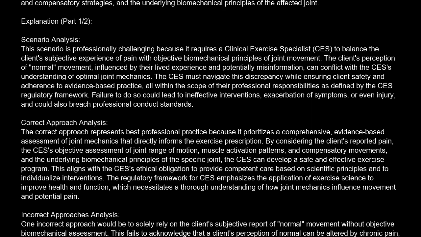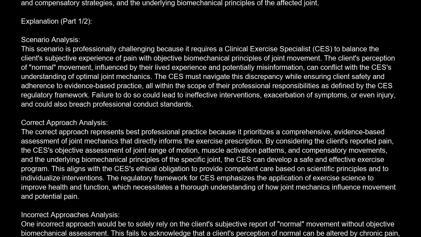The client's perception of normal movement, influenced by their lived experience and potentially misinformation, can conflict with the CES's understanding of optimal joint mechanics. The CES must navigate this discrepancy while ensuring client safety and adherence to evidence-based practice, all within the scope of their professional responsibilities as defined by the CES regulatory framework. Failure to do so could lead to ineffective interventions, exacerbation of symptoms, or even injury, and could also breach professional conduct standards.